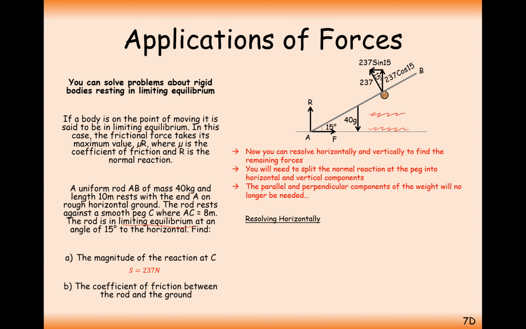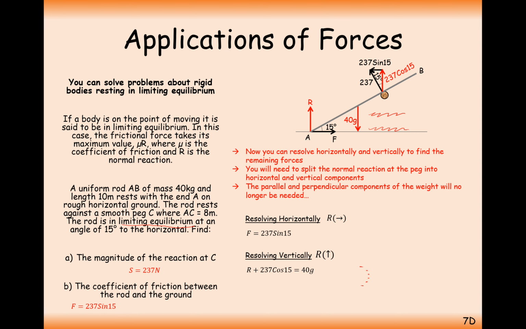Great. So, resolving horizontally then, that's going to be from left to right. Leftwards forces must equal rightwards forces, and it must be the case then that F here and 237 sine 15 must therefore balance each other out. Resolving vertically now, we want upwards forces to equal downwards forces, so we want R plus 237 cos 15 to balance out with 40g. So R plus 237 cos 15 is equal to 40g.